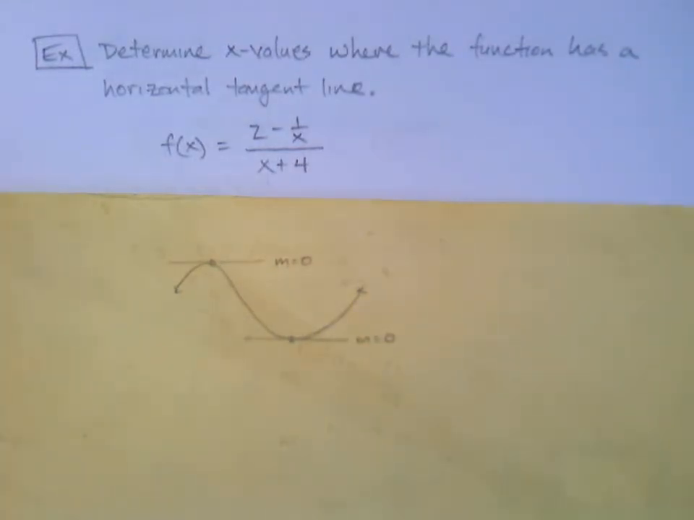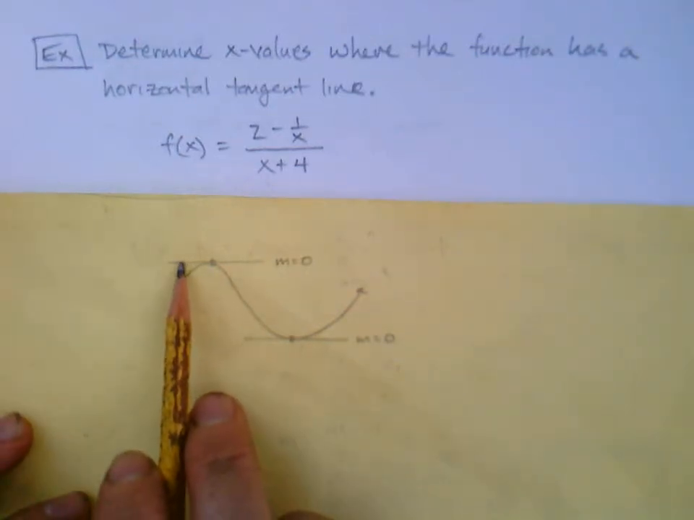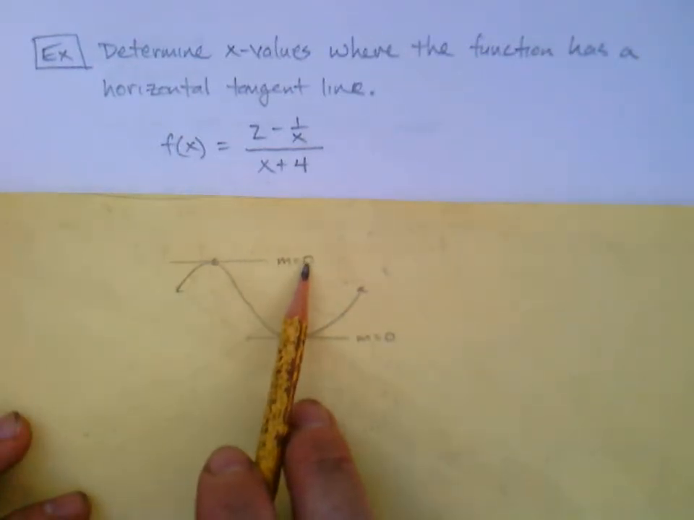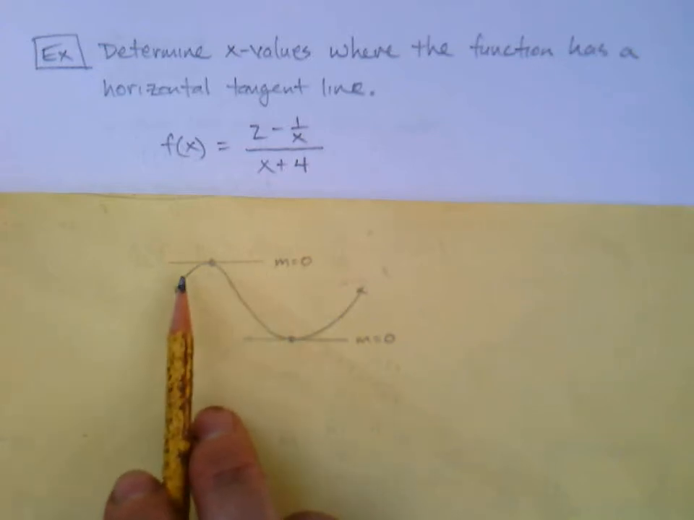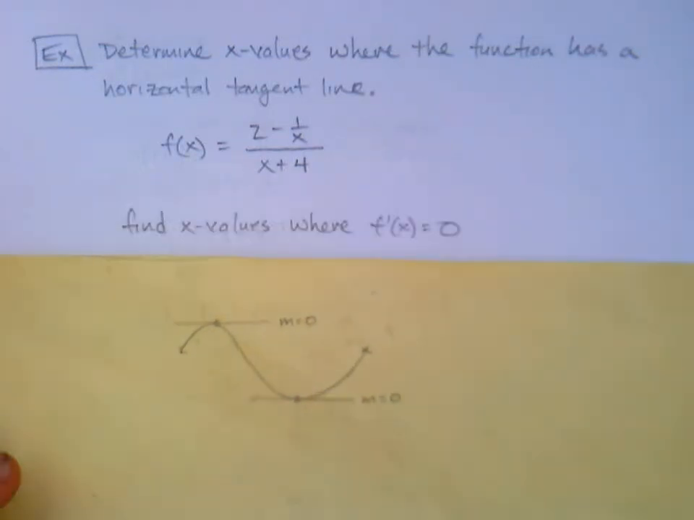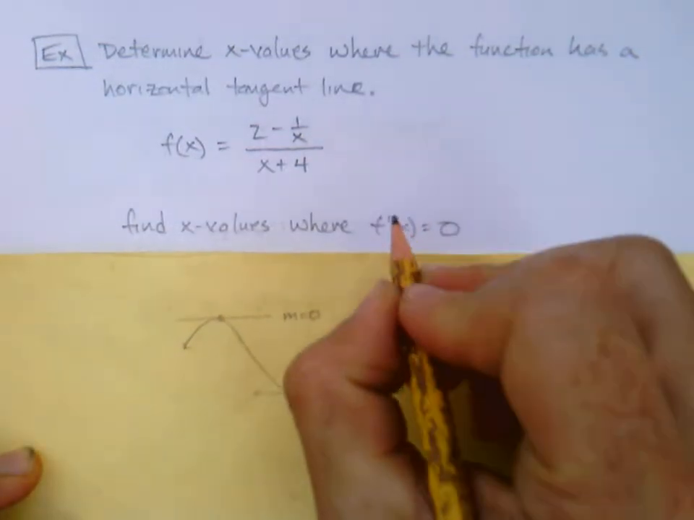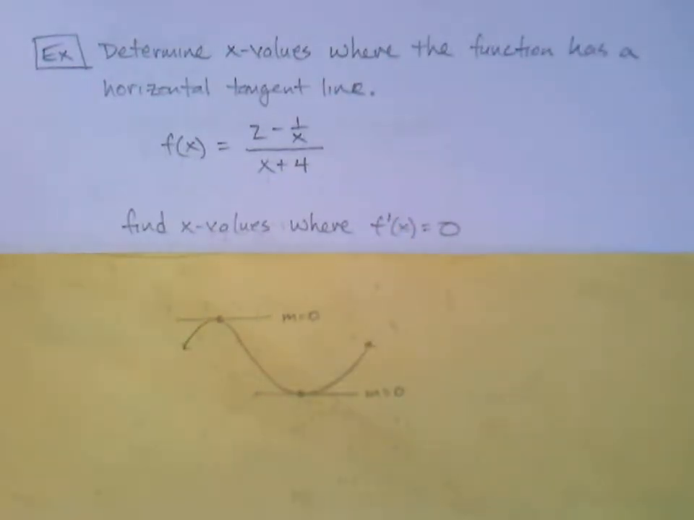Okay, so what's our strategy in this problem? If we need to find the x values where the function has a horizontal tangent line, that means that's when the derivative is equal to 0, because of course derivatives are the slopes of the tangent lines. So here's our game plan. We're going to find the x values where f prime of x equals 0. Where do those moments occur? At peaks and valleys.